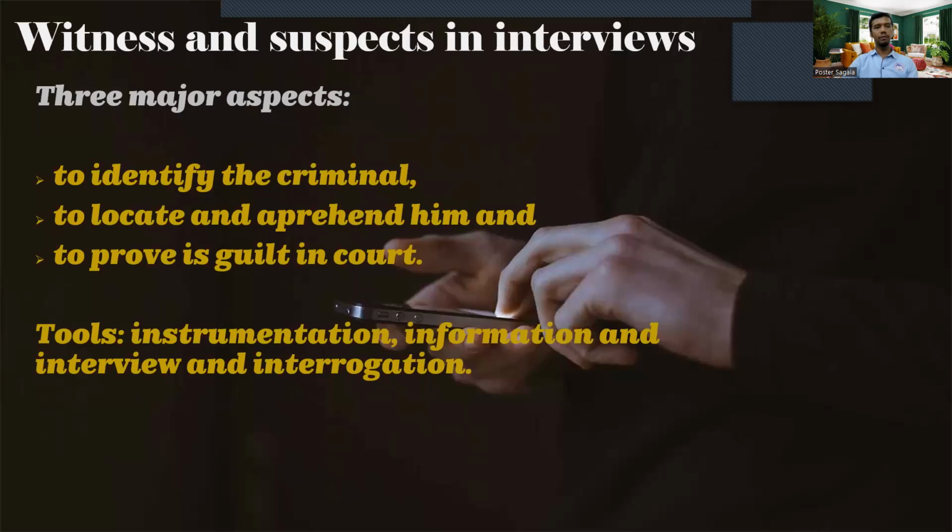And we go on to point number 3, witnesses and suspects in interviews. There are three major aspects. The first is to identify the criminal, and the second is to locate and apprehend him and to prove his guilt in a court. So in the context of witnesses and suspects, the function of forensic linguistics here is to prove whether someone is guilty in a court. The tools needed here are instrumentation, information, and interviews and interrogations.